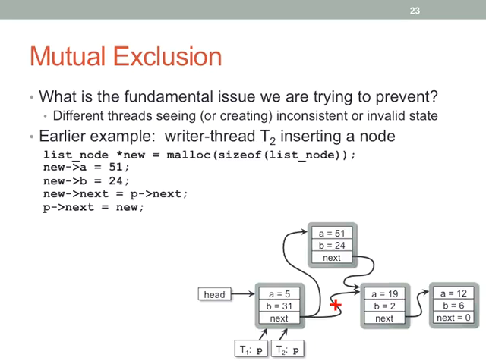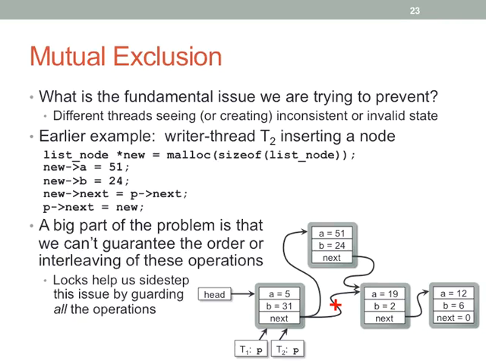And I pointed out that when we're looking at this thing, if we can ensure that all the other stuff before the P arrow next equals new line has finished before that line occurs, then we actually have a situation where most threads will actually see valid list state. In other words, being able to guarantee the order of these operations is really what we need to be able to do. Okay? And locks are basically just a workaround because you can guard the entire blob of things.